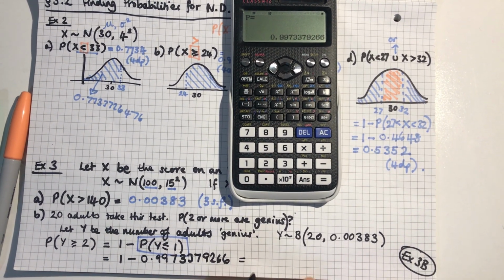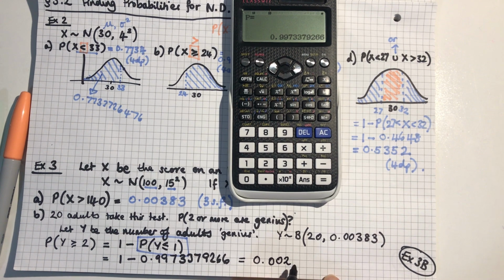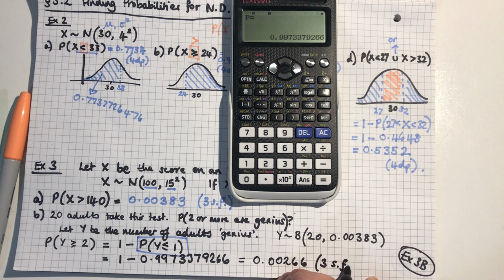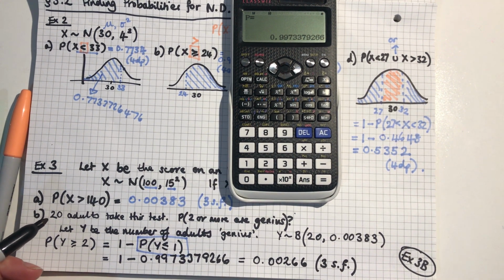So 1 minus that is going to be 0.002. Well, let's go to 3 significant figures, shall we? So 0.00266. Again, normally I do 4 decimal places, but because this is such a small number, I'm going to do 3 significant figures. So what we're saying is out of 20 random adults, the chance of 2 or more of them being a genius is very, very small.